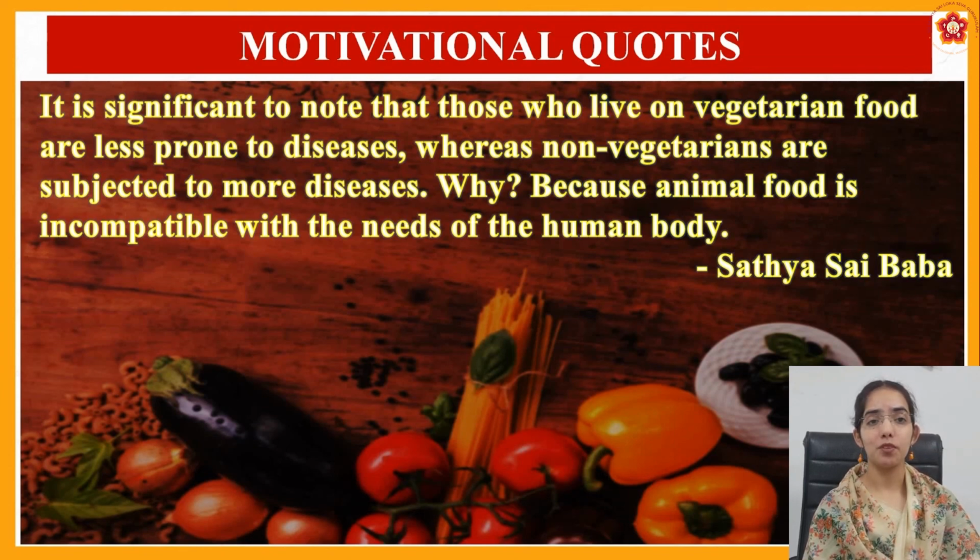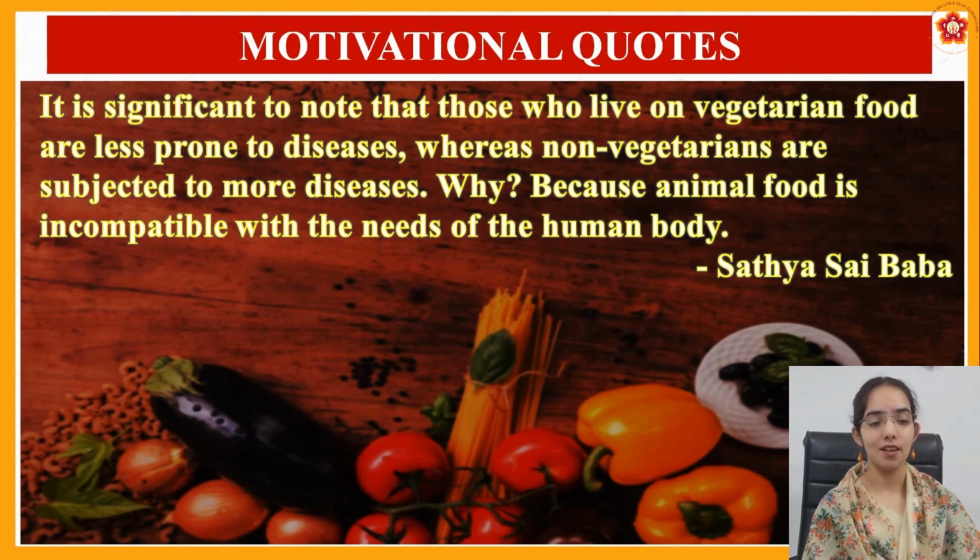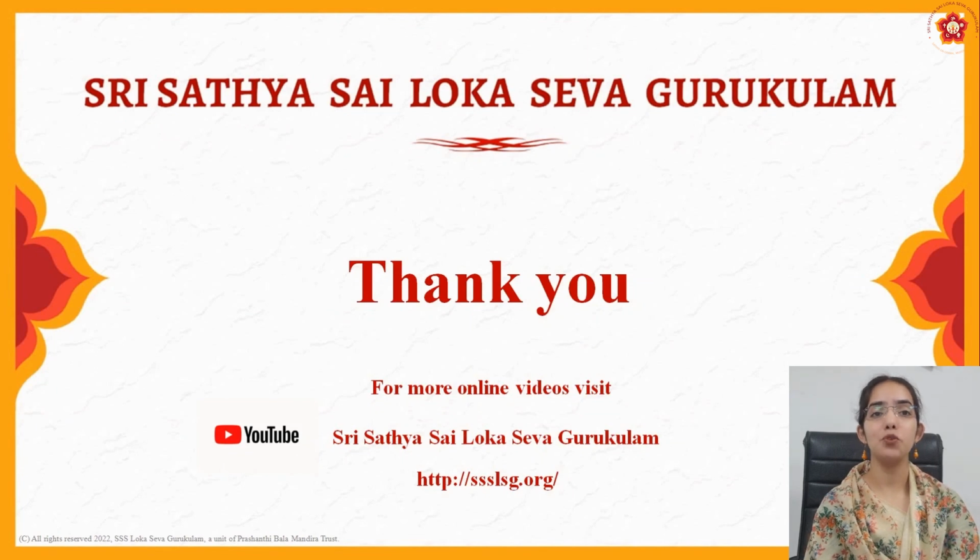Why is it so? It is because animal food is incompatible with the needs of human body. The food is not appropriate for our body. It's difficult for our body to digest non-vegetarian food. So it causes diseases in our body. Hence, we should follow a vegetarian diet because it's better for our body and our body can easily digest vegetarian food. With this, we have come to the end of this chapter.